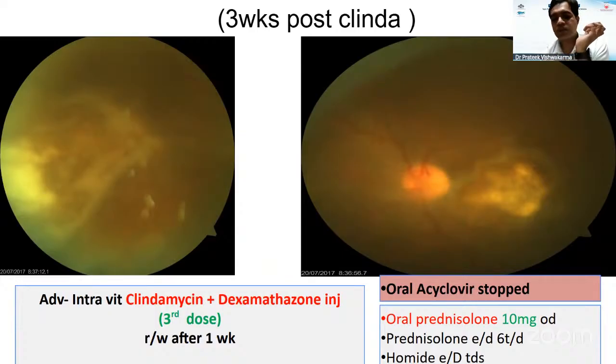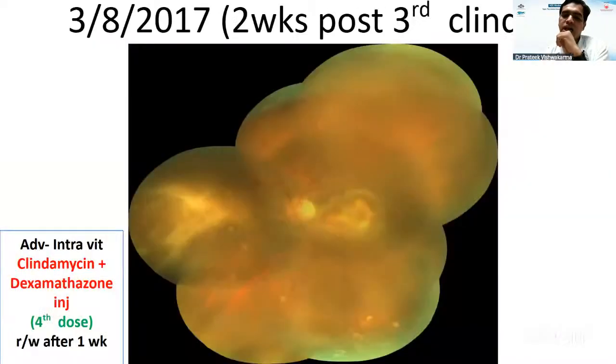At this point, we stopped the oral acyclovir, thinking that it is primarily a toxoplasma lesion, and we gave the third dose of clindamycin and dexamethasone. This is the last follow-up picture of the patient, and we gave another dose of clindamycin and dexamethasone. So this is how the patient was treated.